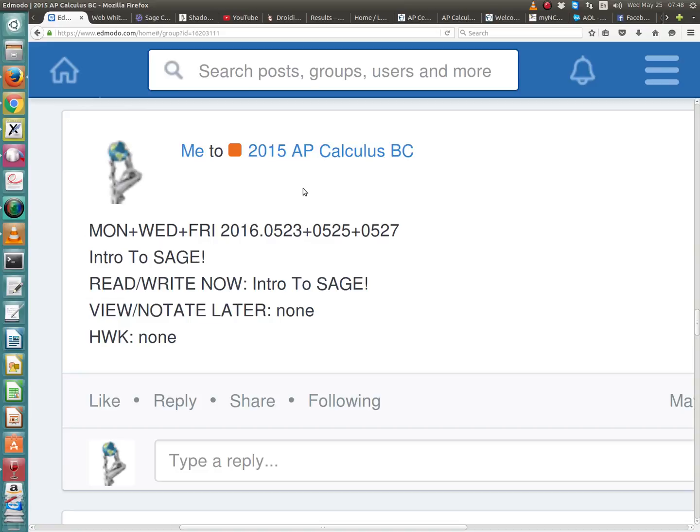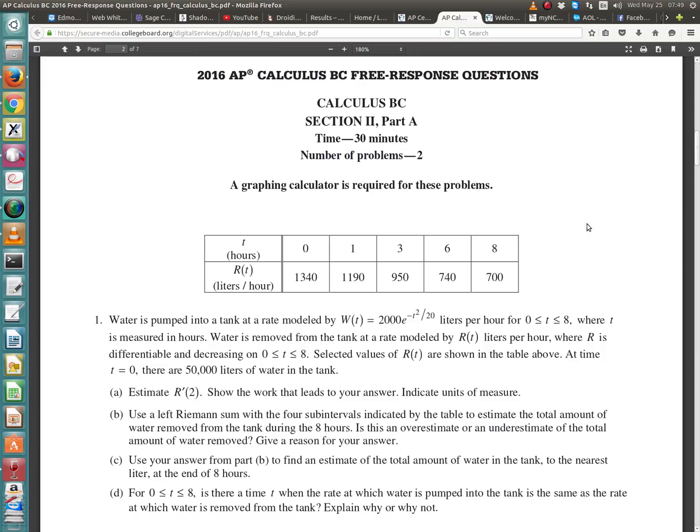I thought what we'd do today is take a look at the AP Calculus exam and use Sage to solve it. Now, remember, Part 2A is all calculator active anyway, so Sage is perfect for this. But we could probably use Sage throughout the entire exam.